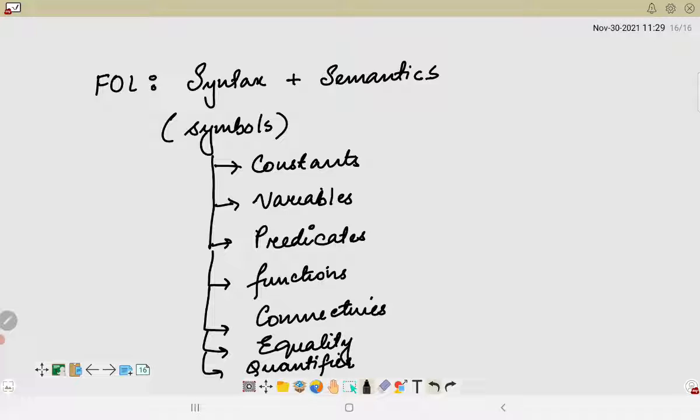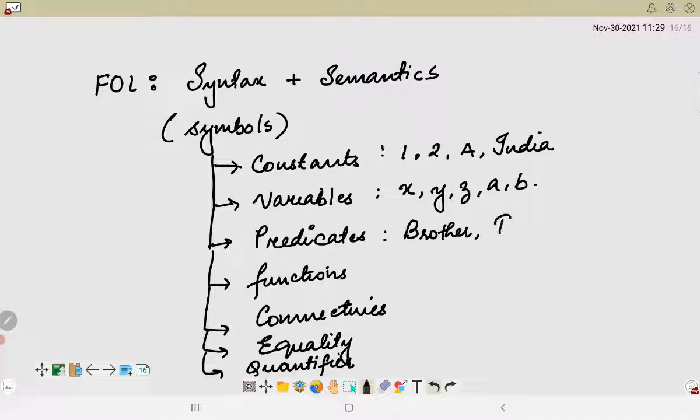Okay, so constants can be anything like values 1, 2, A, then India, as such. Variables are simple variables where we can store different elements, like A, B, X, Y, Z. Predicates can be brother or father or less than or greater than, etc. Function can be square root.